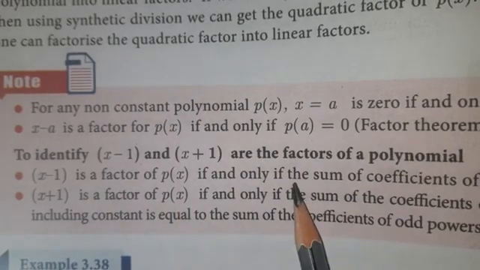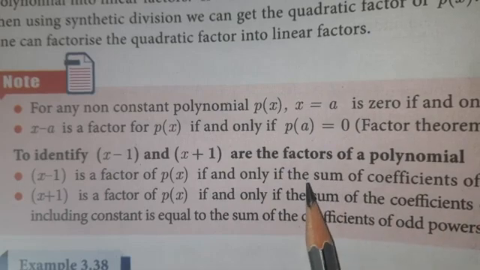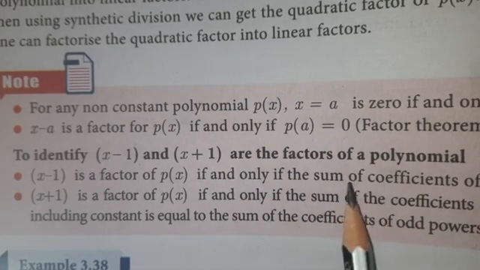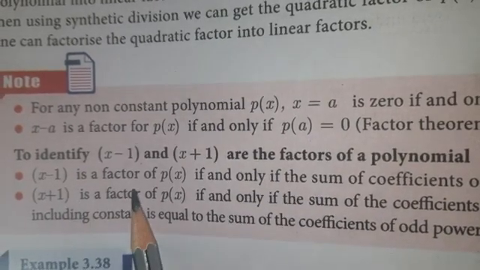The sum of the coefficients is 0. When we add all the coefficients and get 0, it means x minus 1 is a factor.